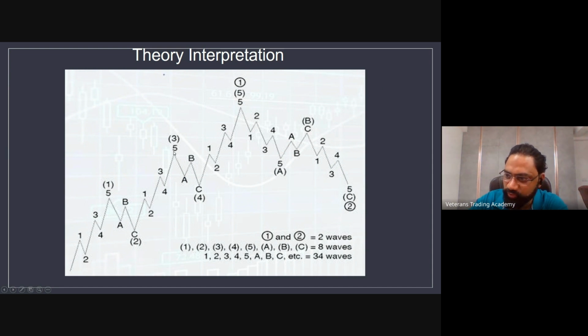Similarly जो impulsive wave दोबारा बन जाएगा, impulsive wave में दोबारा से 1, 2, 3, 4, 5, and जो corrective wave होगा उसके फिर से 3 पार्ट होंगे, 1, 2, 3. So this was wave 4. So wave 4 में again there are 3 parts. And this is a wave, fifth wave. उसमें again there are 5 parts. 1, 2, 3, 4, 5.